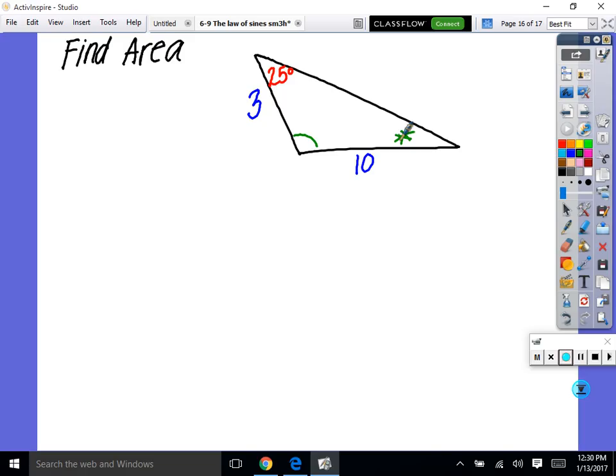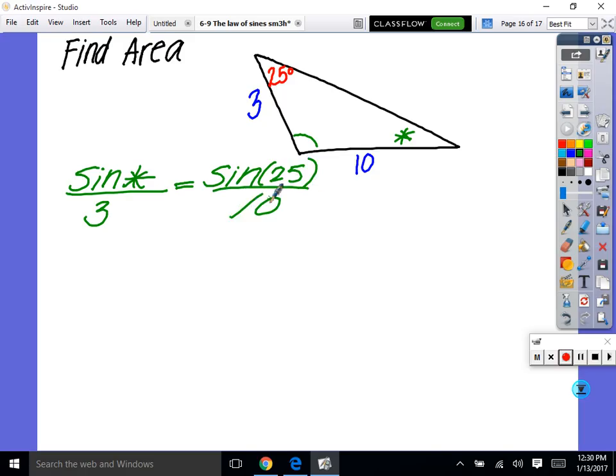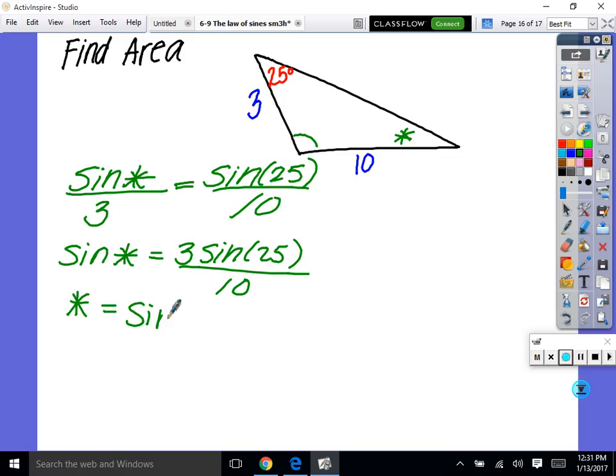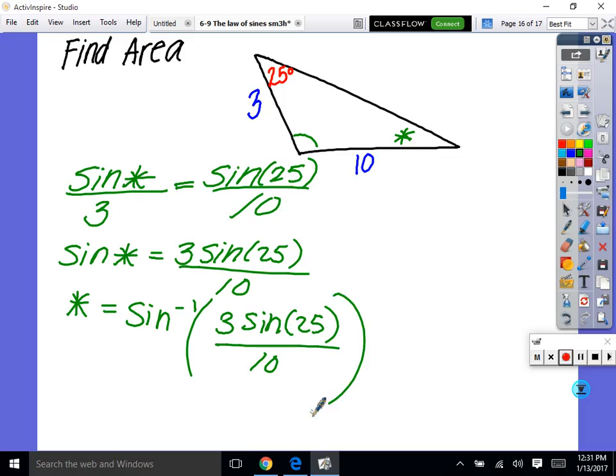Why? Because we know that side, correct? So we're going to say sine of star over the side across will be equal to sine of 25 over 10. Let's solve for star. So we would have sine of star equals 3 sine of 25 over 10. Now solve for star. Sine inverse, right? Star equals sine inverse of all that stuff, 3 sine of 25 over 10. So once we know star, somebody calculate it.